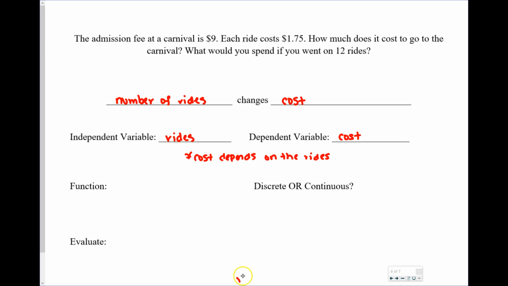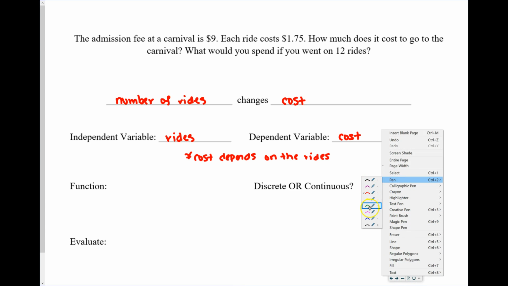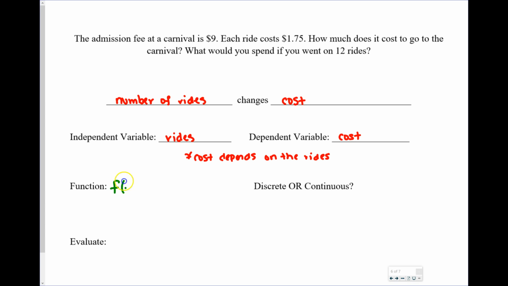So when we want to write this as a function in function notation, the rides is our input, so I'm going to put f of r. I'm going to put r in there as my input, and then I'm going to think about how I calculate the cost of being at the carnival. I'm paying $9 no matter what. So $9 is something I'm paying regardless. And then whatever my ride cost is, I'm going to add to that $9. So the ride costs $1.75, and then I have to multiply that by r depending on how many rides I go on. So that's the function that I want.